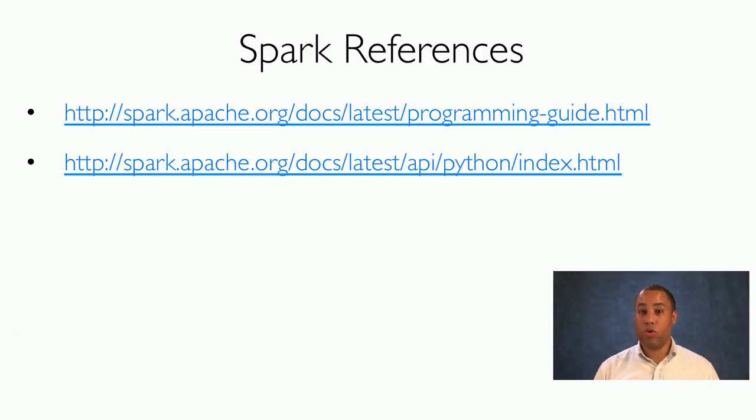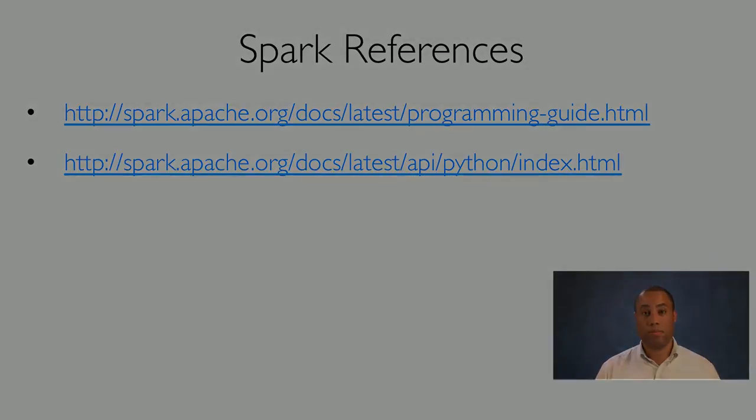Here are 2 reference URLs for working with Spark. The first is a programming guide, and the second is the PySpark API. These are very good references when you're developing Spark applications. The programming guide gives you some best practices and also cautions you against doing certain things. The Python API is very useful if you're wondering, is there a transformation to do a particular operation? And also, what are the different parameters that a given transformation or action takes?